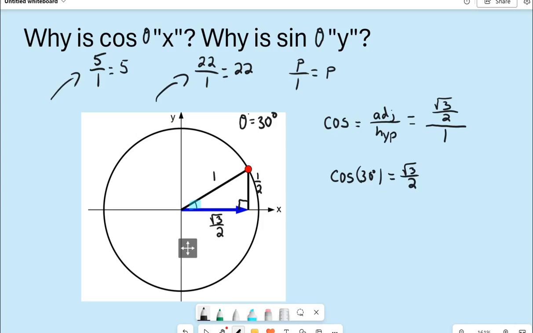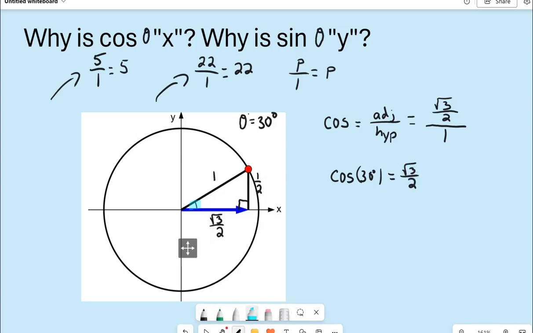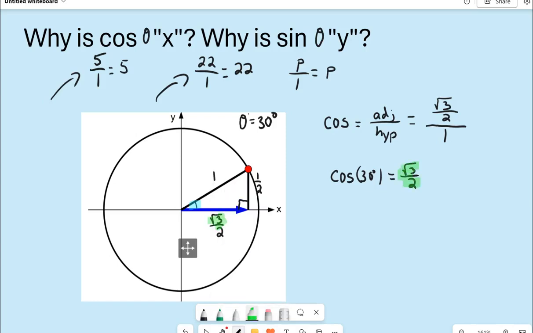So see that we just get back to what x is. I specifically hit green because I wanted to change up my colors. Let's try that again. So that aligns with x. So that's why cosine is x.